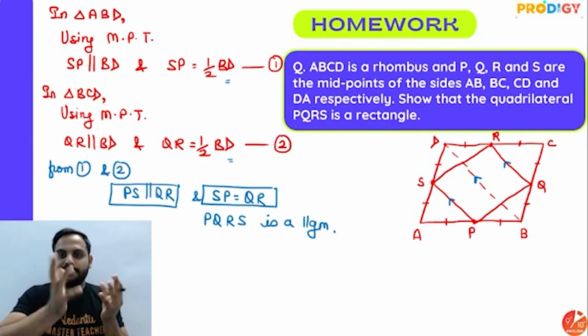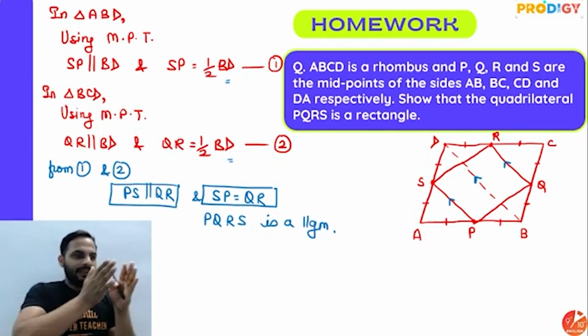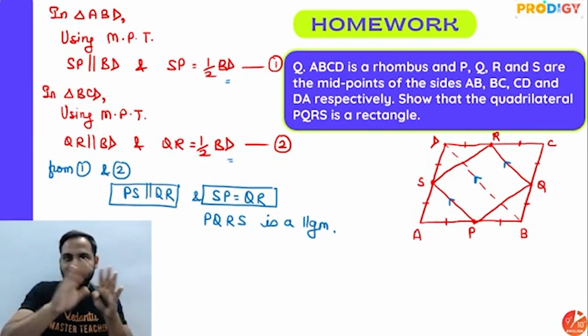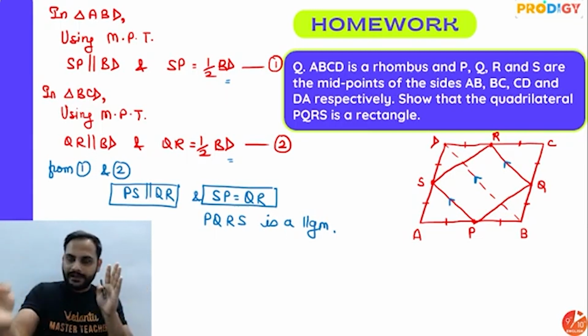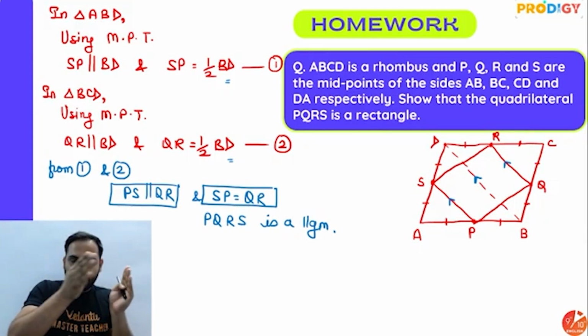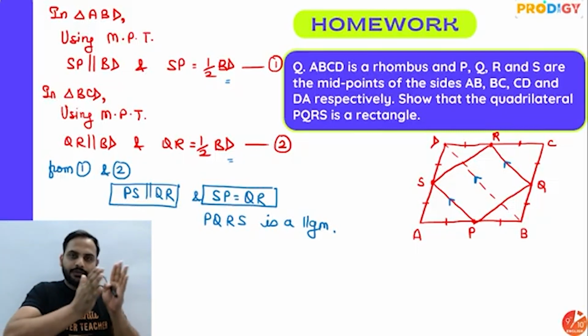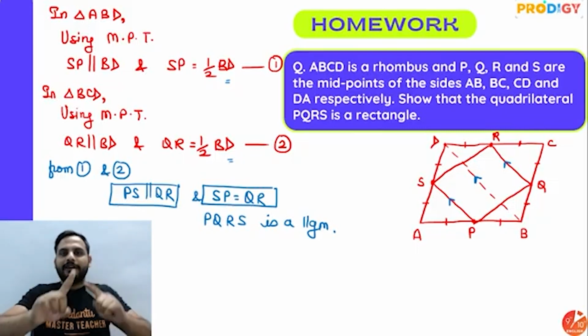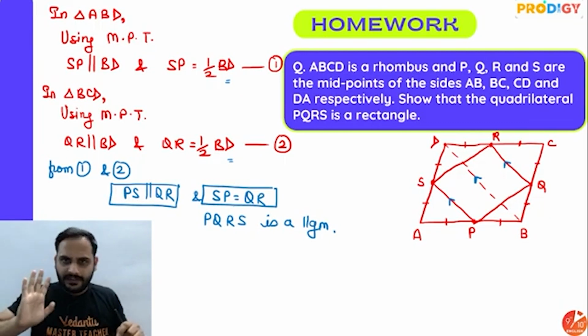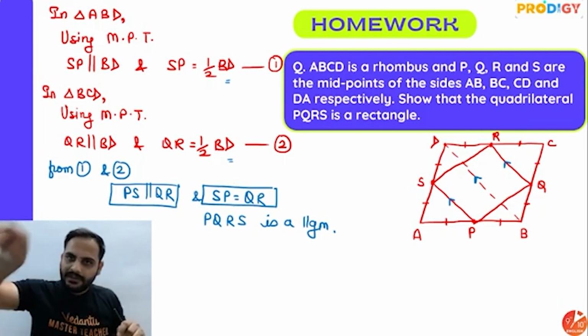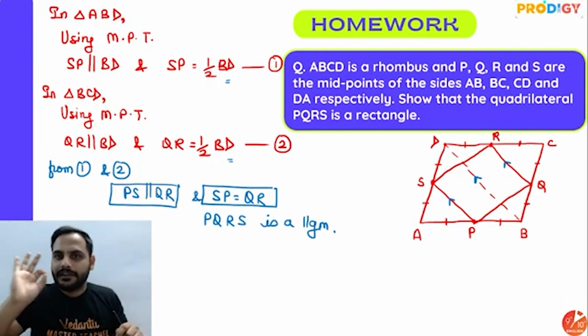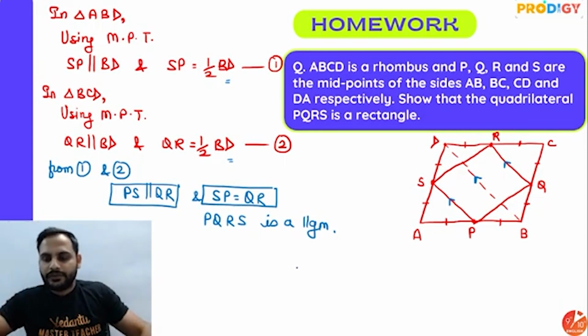You'll think, sir, we wanted to prove it a rectangle. Any quadrilateral I can prove to be a rectangle in two ways. One, I can prove it directly, or first prove the quadrilateral to be a parallelogram, and then the parallelogram to be a rectangle. To prove that a parallelogram is a rectangle, I have to prove that any one of the angles is 90 degrees, because if one angle becomes 90, all angles automatically become 90 in a parallelogram.